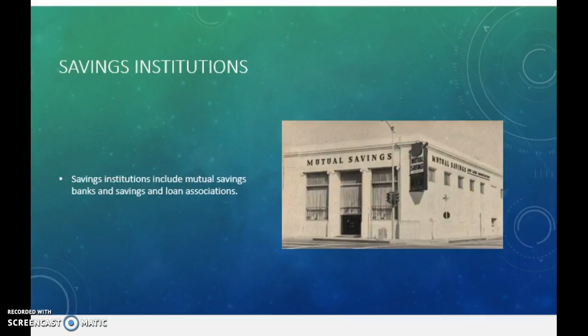A saving institution includes mutual savings banks and savings and loan associations. They are also called thrift institutions because they were established decades ago to promote the idea of saving among the general population.